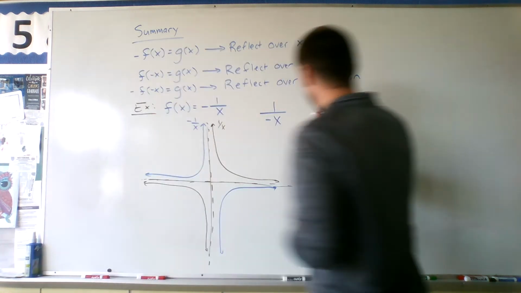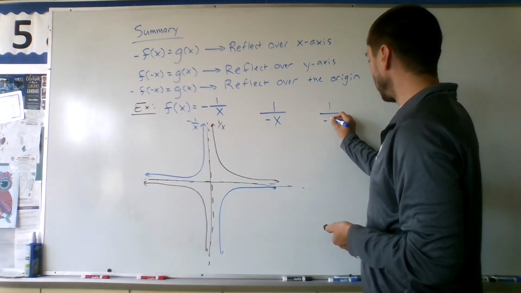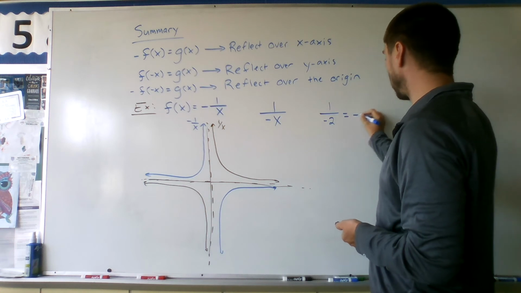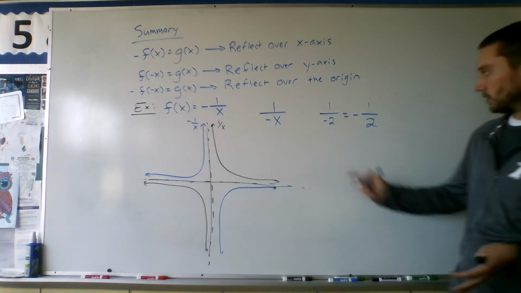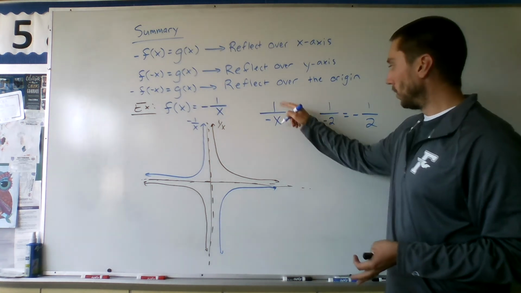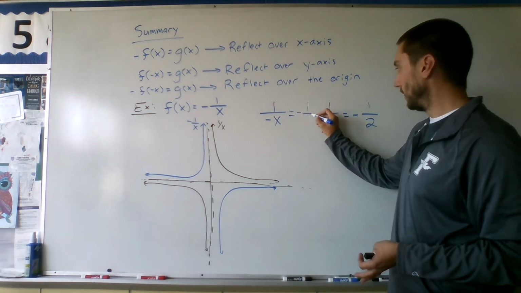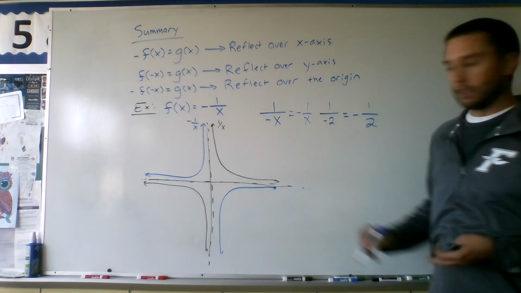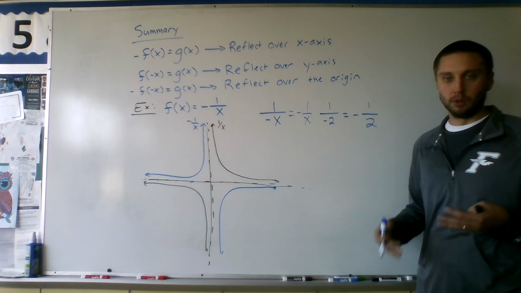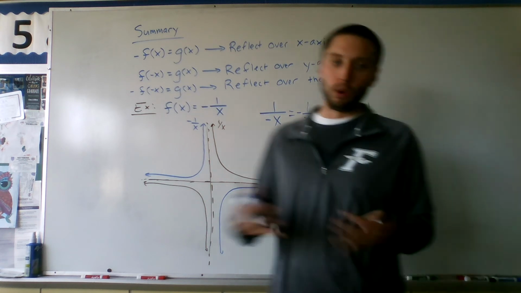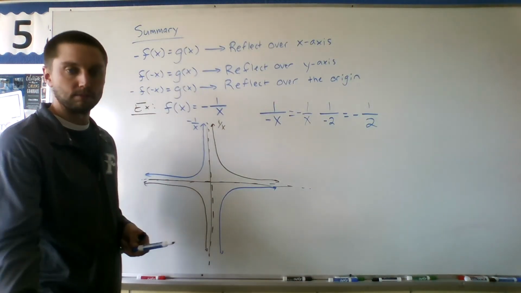Well, you guys probably know that if I have 1 over negative 2, that's the same as saying negative 1/2. Those are equivalent. So in the same way here, 1 over negative x is the same as negative 1 over x. So that's why in this circumstance, it happens to be the same if you reflect it over the x-axis or if you reflect over the y-axis.